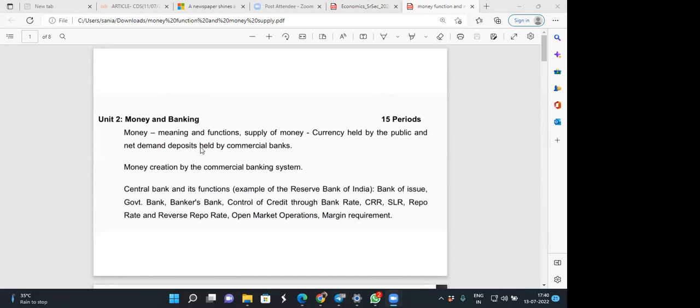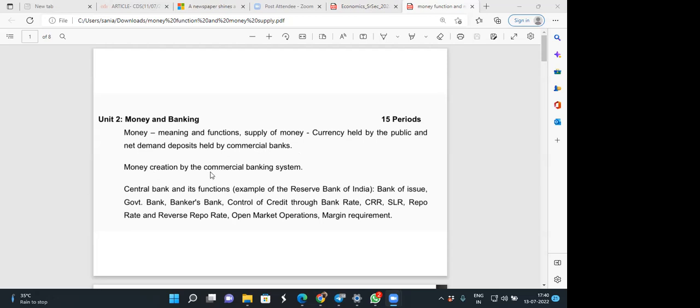The syllabus is what we are going to study in the money unit. For money, we are going to study meaning and its functions. Then supply of money we are going to study. The supply of money is currency held by the public and the net demand deposit held by commercial banks.